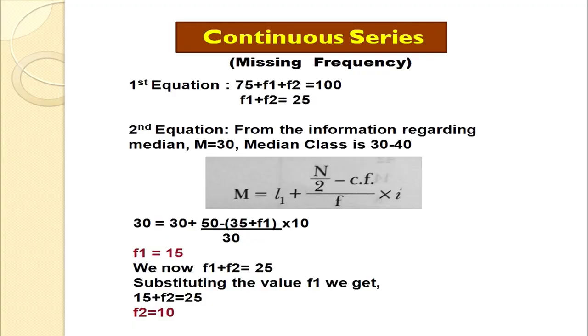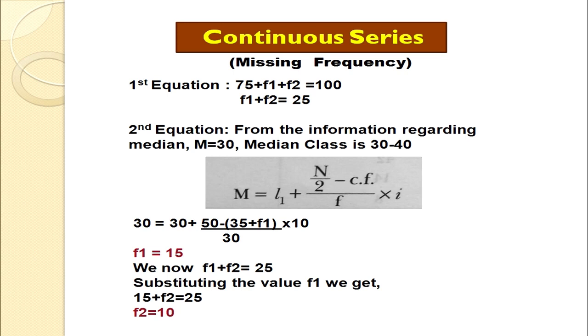We know that in this particular question, the total number of frequencies is given as 100. So, the first equation is formed: 75 plus F1 plus F2 is equal to 100. Now, from this what do we get? F1 plus F2 is equal to 25. Why? Because 100 minus 75 comes to 25.